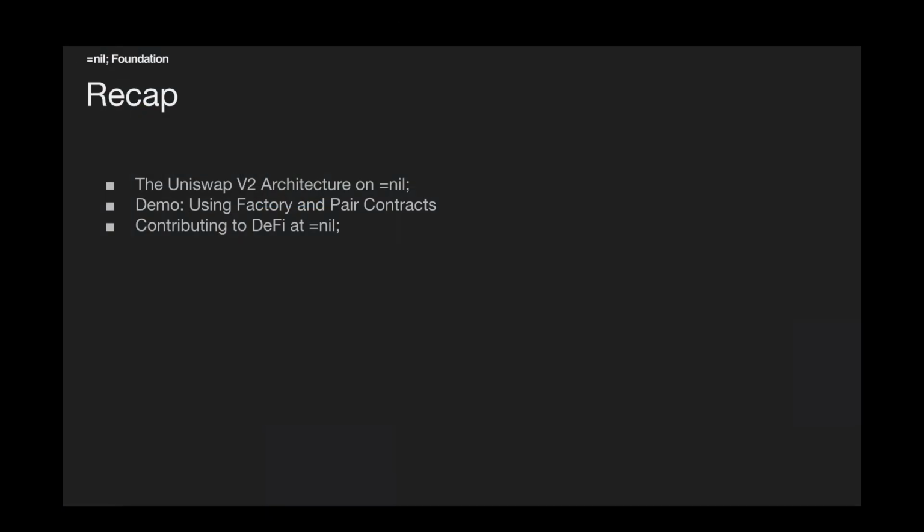So a quick recap of what we looked at is the architecture of V2 on nil. We ran a demo using a factory to deploy the pair and also mint some currency and create a pool, perform a swap, and then burn some LP tokens. And finally, we looked at how to contribute to the DeFi discussion that we're starting right now with nil.